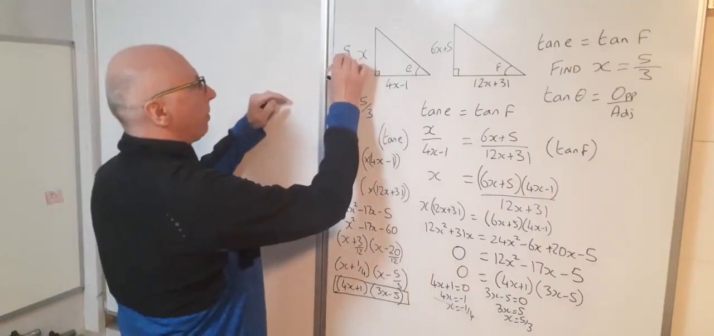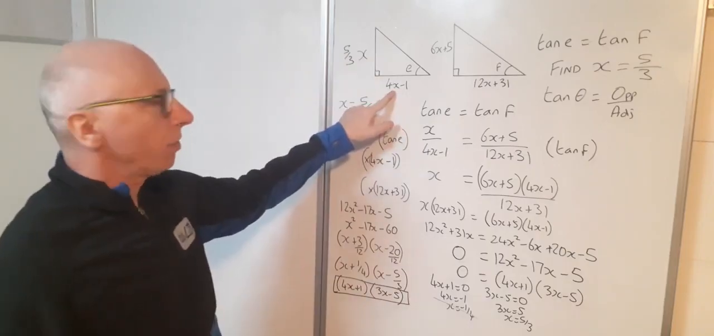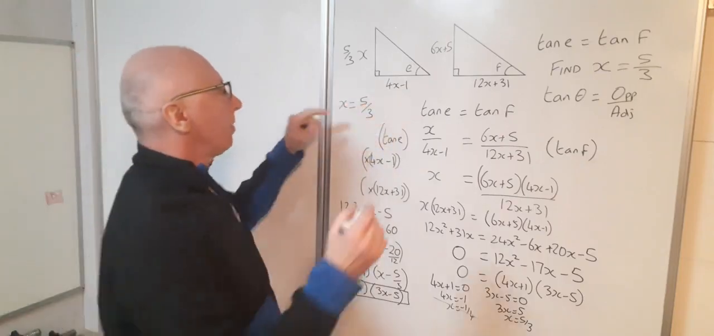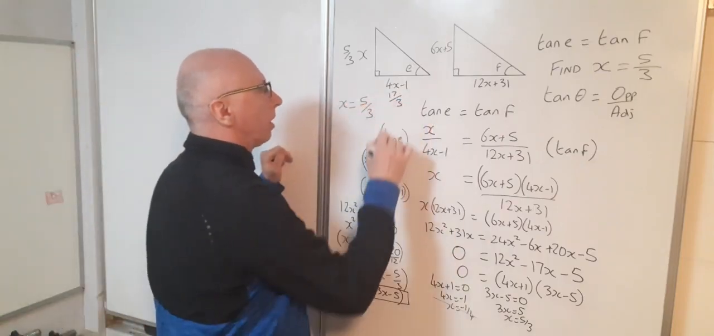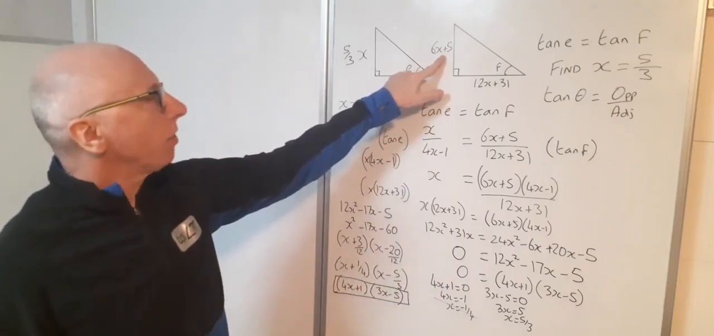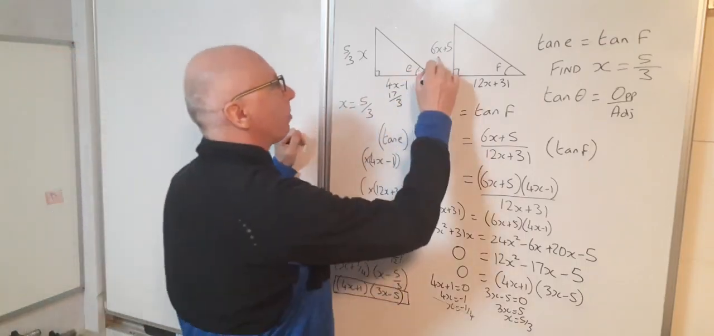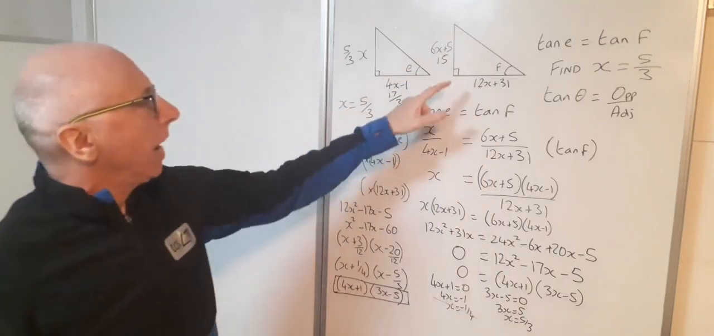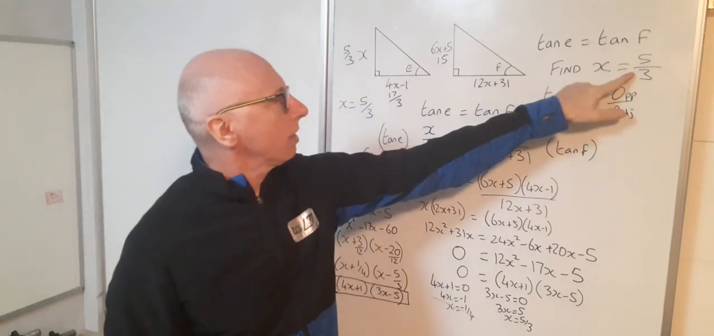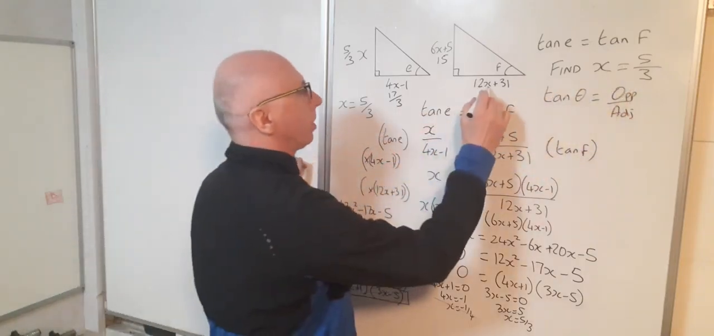So then I've got 5 over 3. X is 5 over 3 here. I've got 20 over 3 minus 1. 20 over 3 minus 1 is 17 over 3. And then 6x times 5 over 3, that's 30 over 3, which is going to be 10, plus 5 is going to give me 15. And then I've got 12x plus 31. 12 times 5 is 60. 60 divided by 3 is 20. 20 plus 31, that's 51.